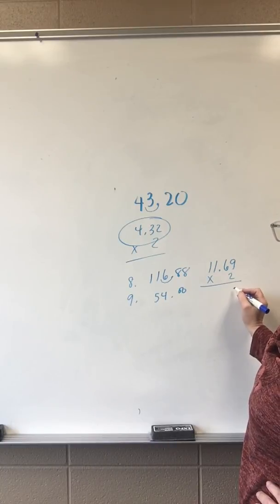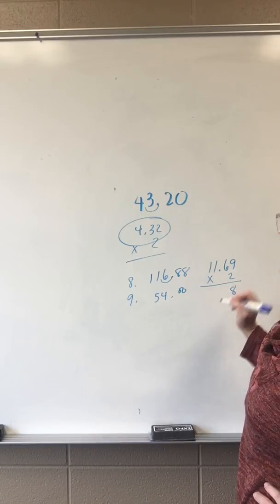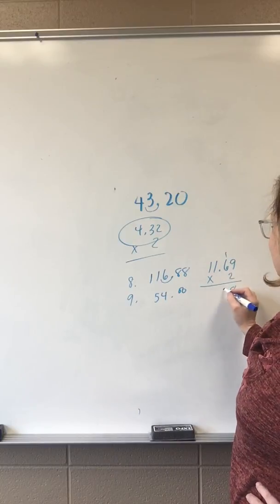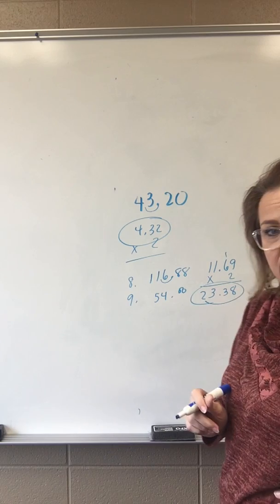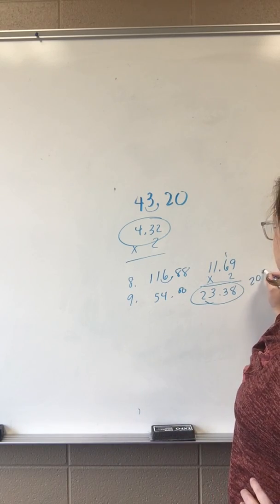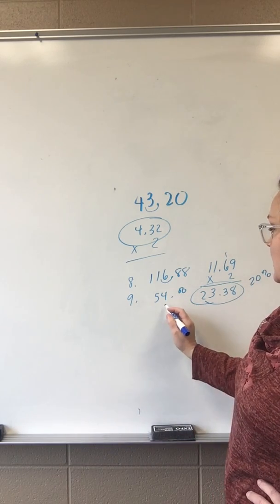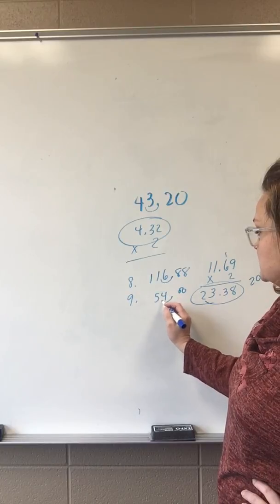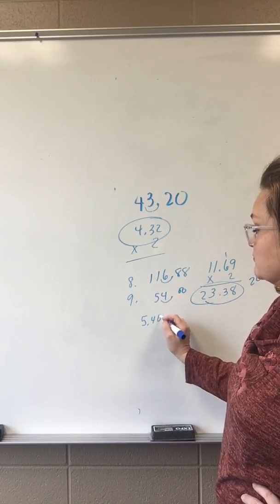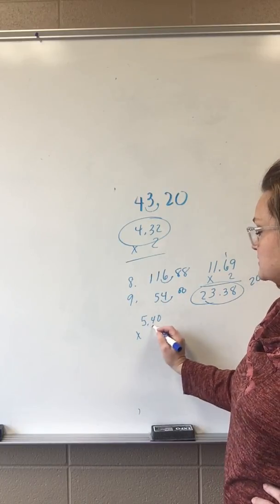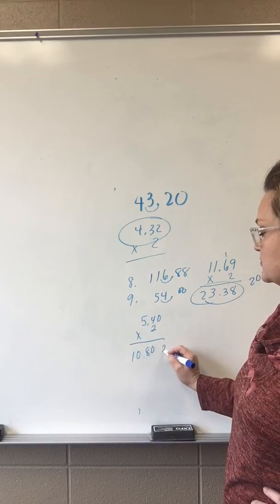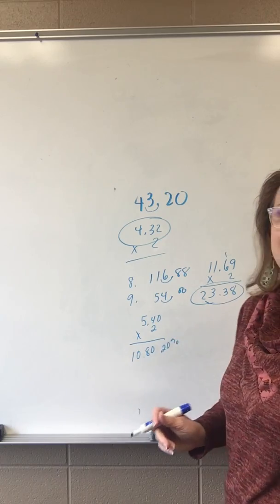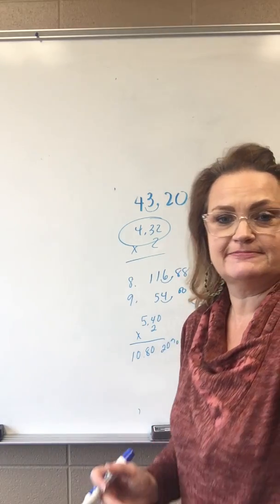Doubling it to get 20%. Let's see, you just use your calculator probably, wouldn't you? 13 carry the 1. It'd be about $23.38 is your 20% tip on that one. And then on the next one, I would move the decimal one place to get 5.40 is my 10%. Double that to get 20%, so it's going to be $10.80 for the 20%.